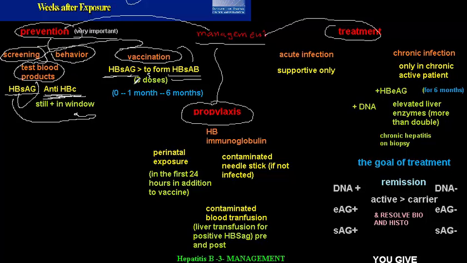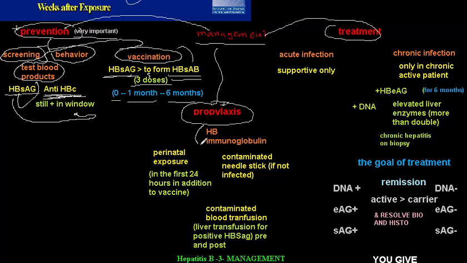How to give the vaccination? We give 3 doses: at 0, 1 month later, and 6 months later, so 3 doses. This is all about the prevention of hepatitis B virus. What about the prophylaxis of hepatitis B virus? When to give prophylactic drugs and what to give?